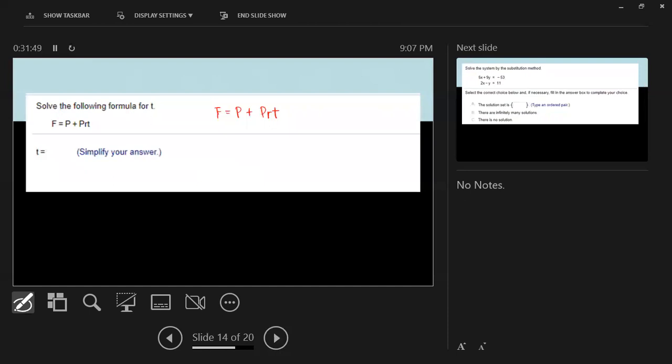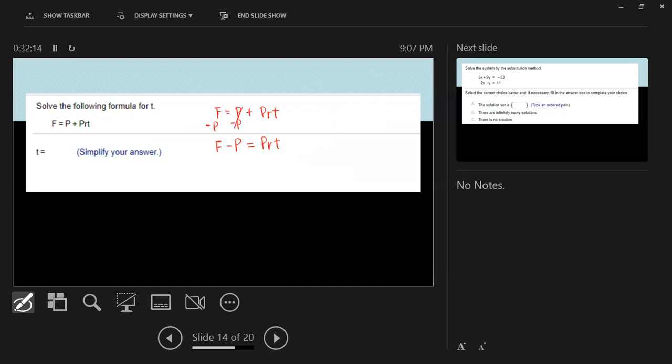So the first thing I want to do is move that p that's by itself. You want to always start when a variable is just sitting out there by itself. The p is positive, so I'm going to do the inverse to move it. So I'm going to subtract p from each side. So this cancels out. So I'm left with, on the left-hand side, f subtract p. And on the right-hand side, I'm left with p, r, t.